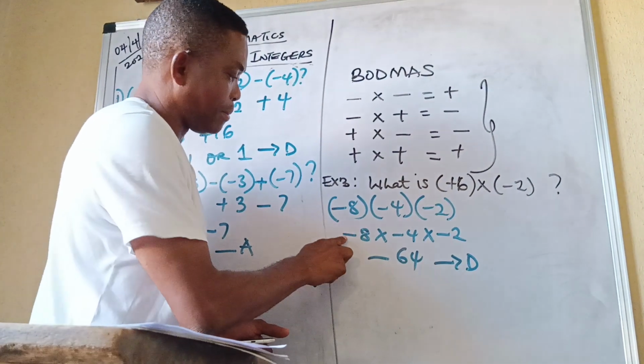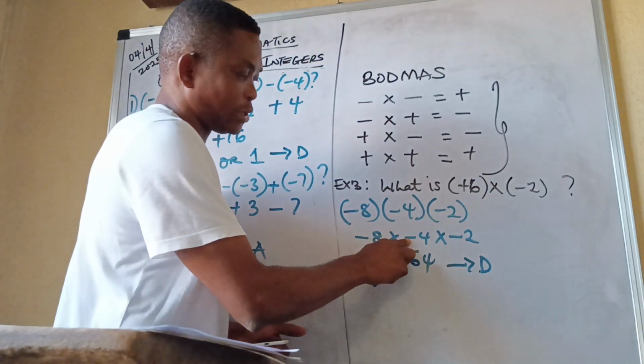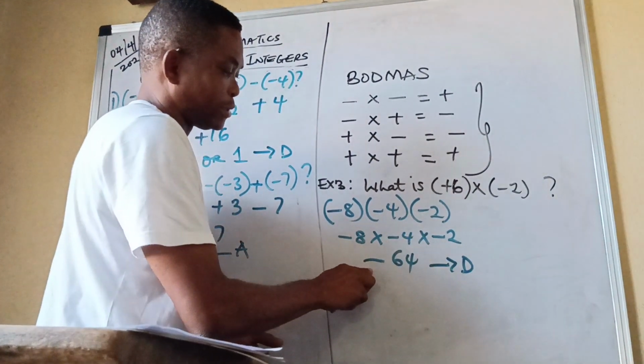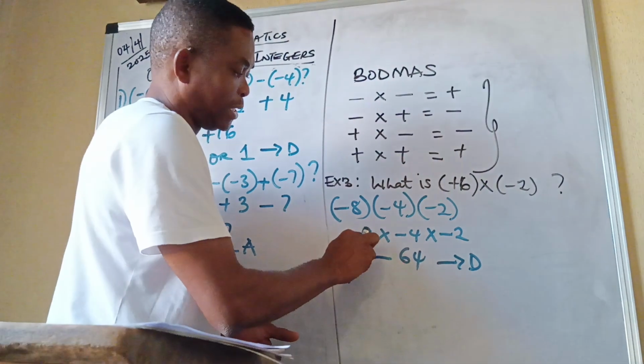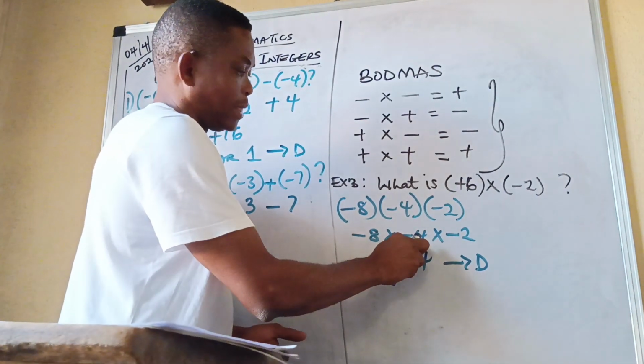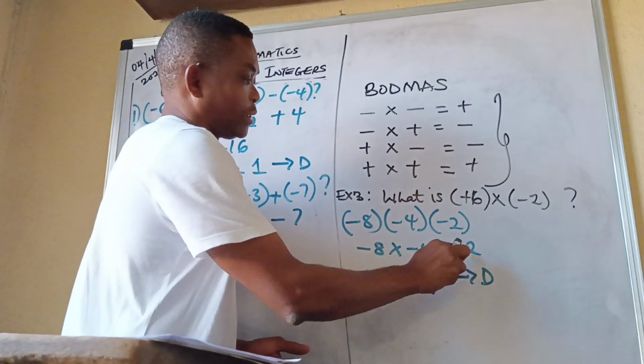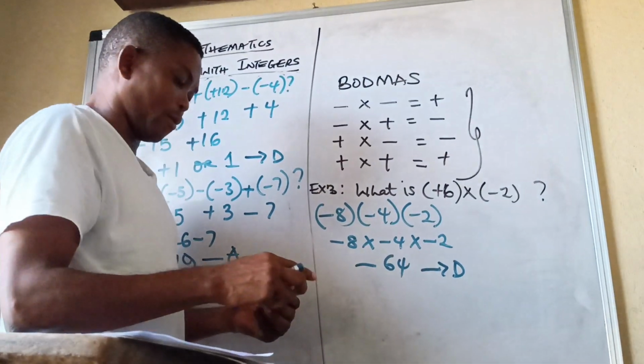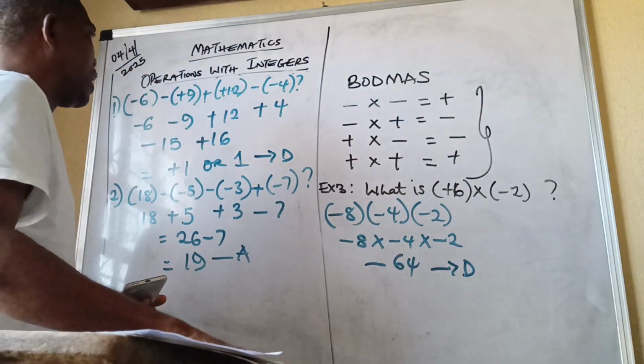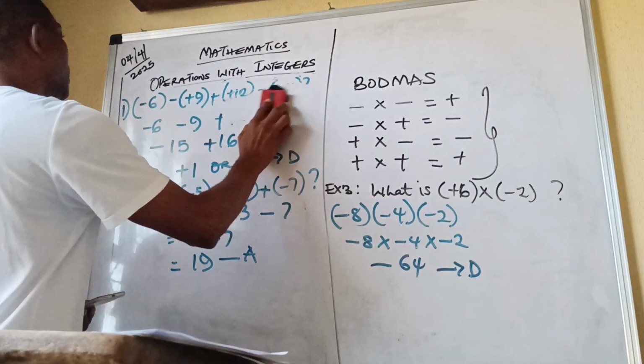I repeat again, minus times minus is plus. Plus times minus is minus. You multiply the values by saying 8 times 4, that's 32. 32 times 2, that's 64. So that's how we go about that. Let's move to the next question.